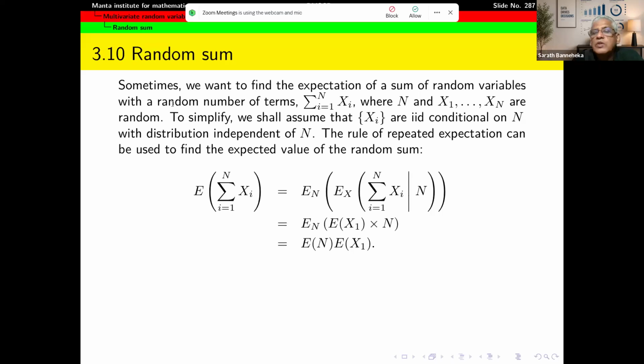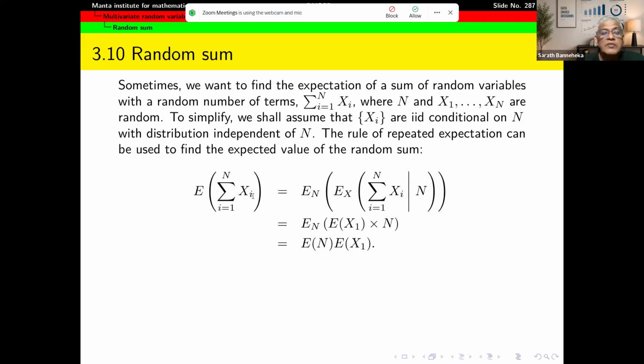Then we can use the rule of repeated expectation that we discussed in the previous lecture, not part one, but the previous lecture. Repeated expectation can be used to find the expected value of the random sum. So, using something that we have already discussed, what we are interested in is the expected value of the summation of Xi from i equals 1 to capital N.